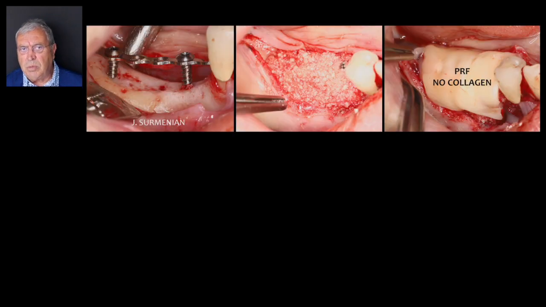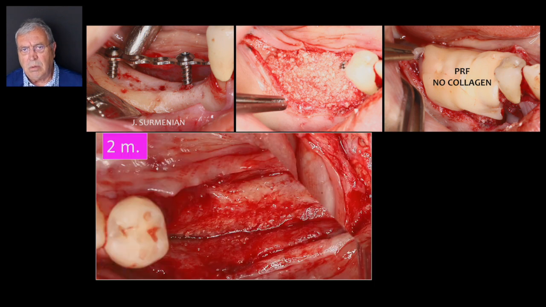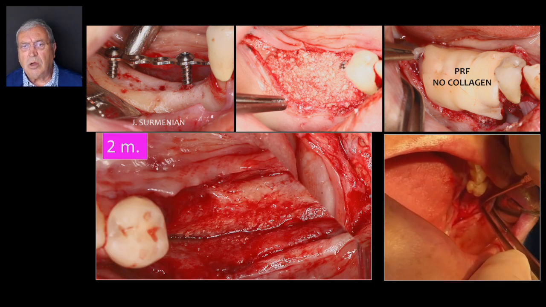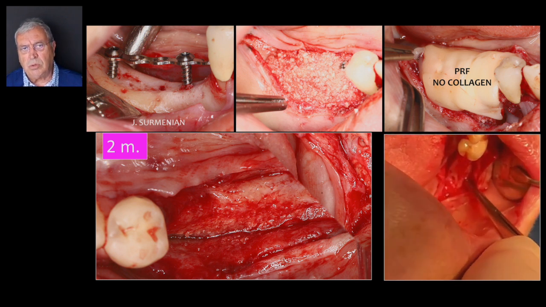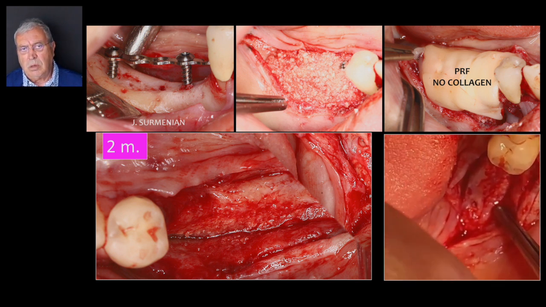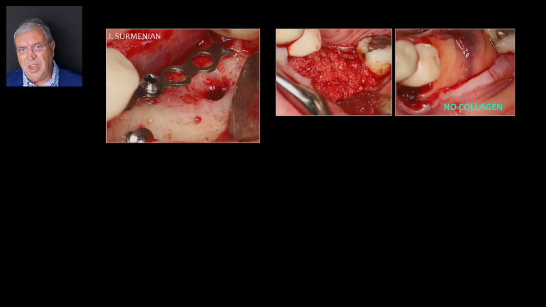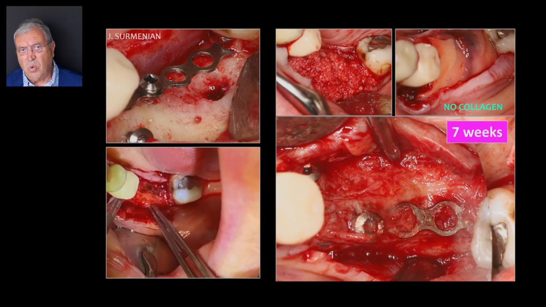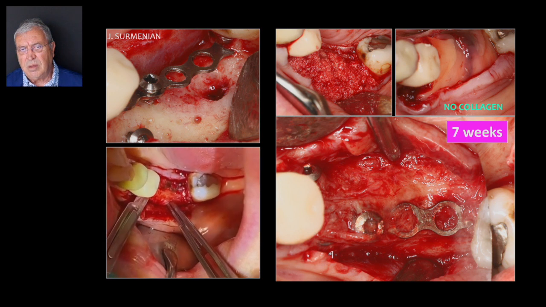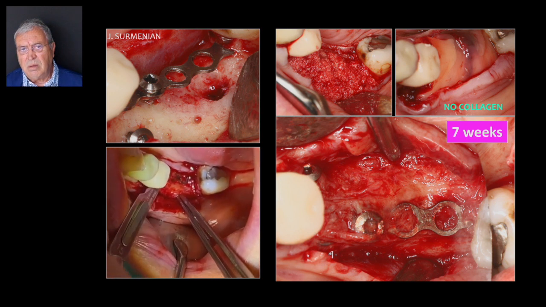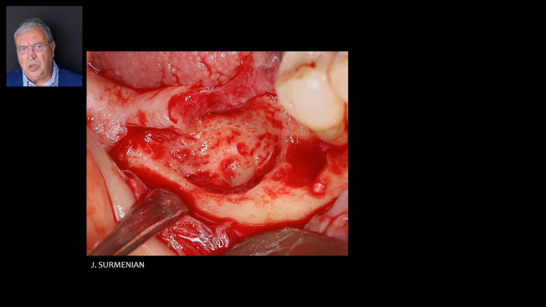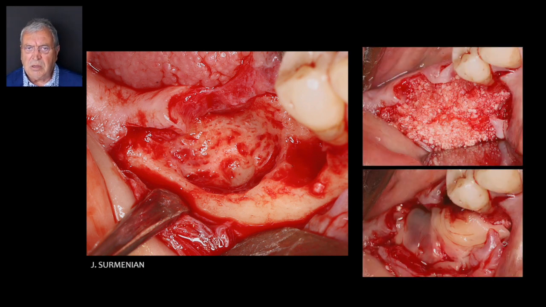We don't need to wait more than 2 months in a vertical augmentation in the mandible because of the osteoimmunology protocols. Even after only 7 weeks, we can see the quality of the bone. This case is a huge defect, treated just by using the sticky bone and PRF, no collagen, and look at the bone healing after 2 months.